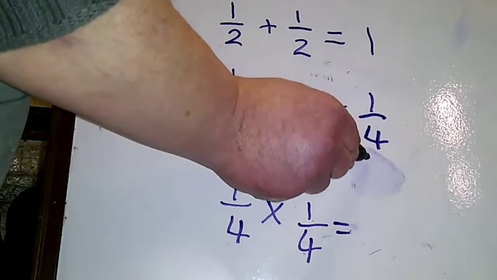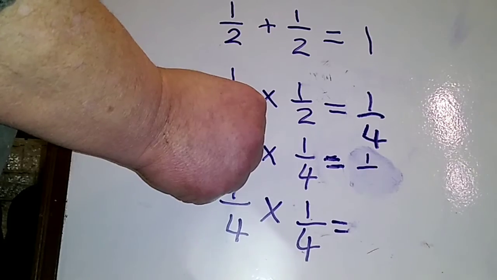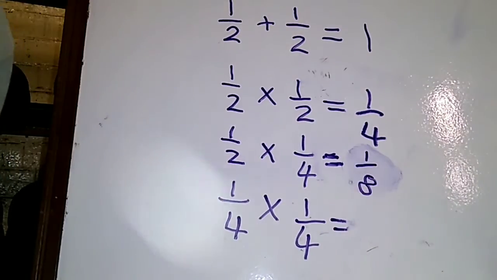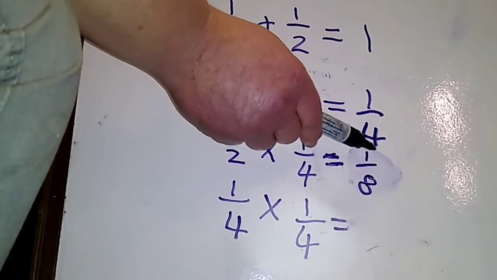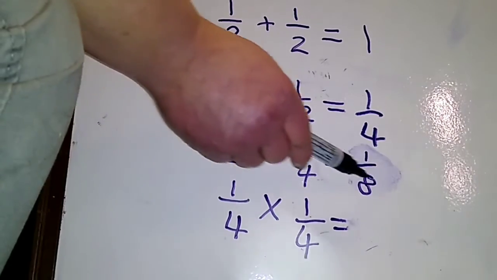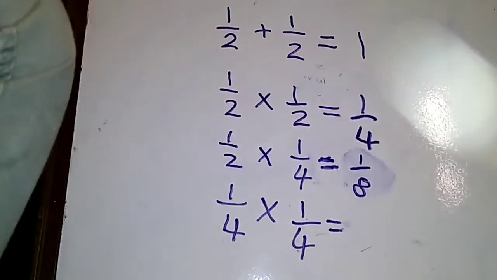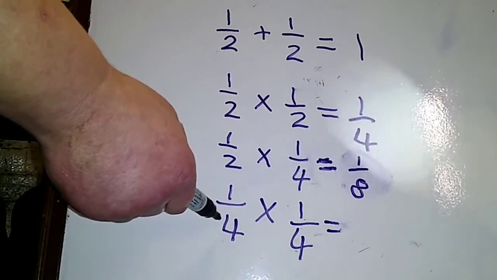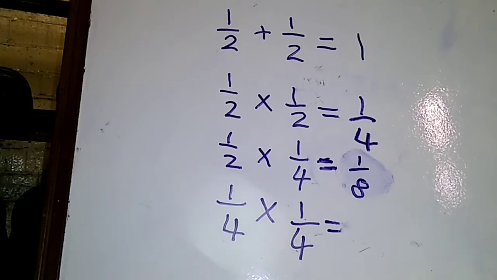1 times 1 is 1 over 2 times 4 is 8. So a half times a quarter, 1 times 1 is 1, 2 times 4 is 8, half times a quarter is 1 over 8. That's an eighth. So if we're multiplying a quarter by a quarter, see if you can work out what the result is.